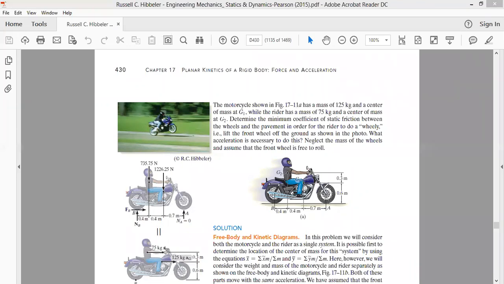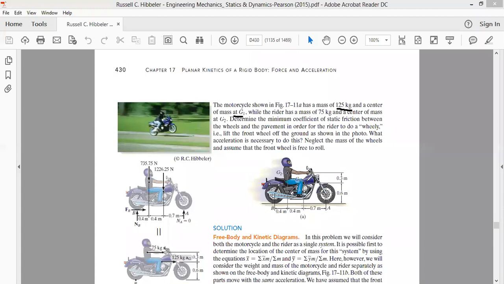We have a motorcycle. The mass of this motorcycle is 125 kg and its center of mass is at G1. If you look at this motorcycle, the mass is 125 kg and the center of gravity of this motorcycle is at G1, exactly over the engine.